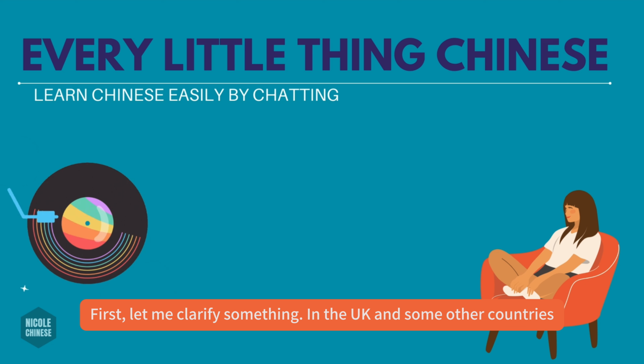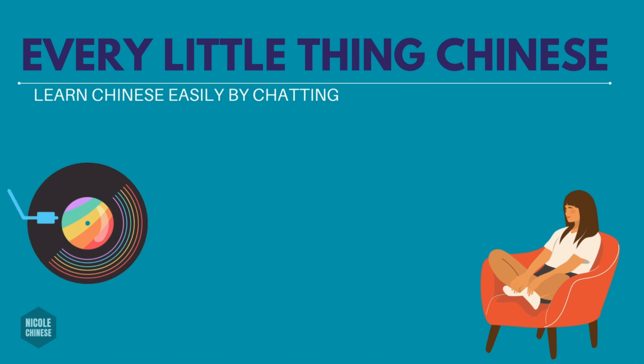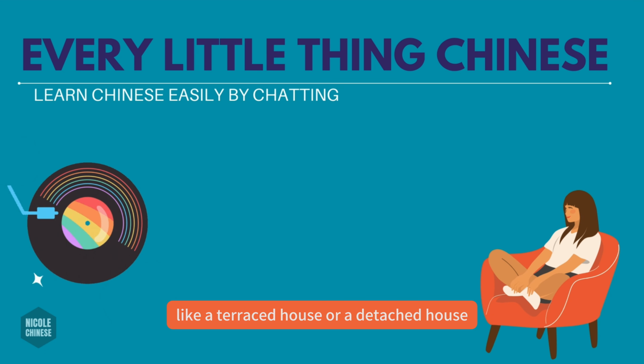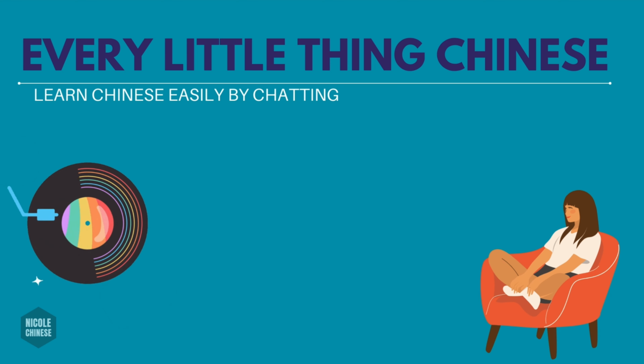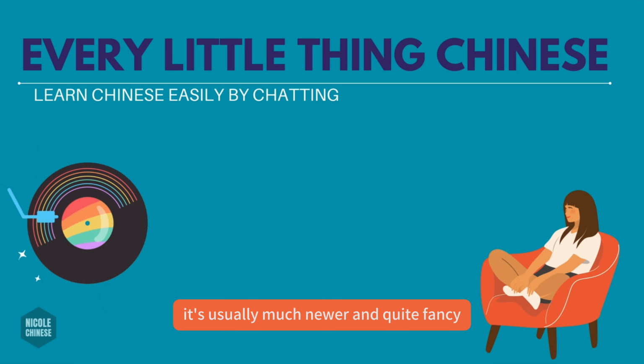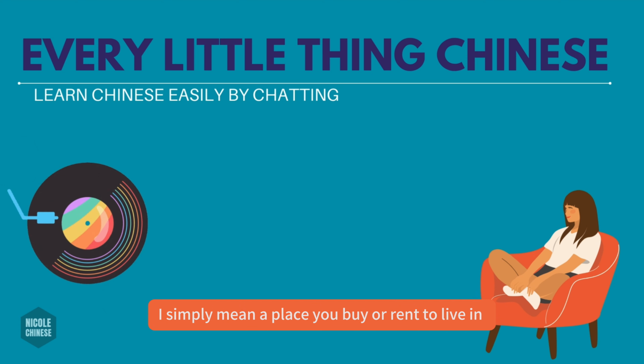First, let me clarify something. In the UK and some other countries, house is a specific type of property, like a terraced house or a detached house. But this kind of house is not very common in China. When it does appear, it's usually much newer and quite fancy. So in this program, when I say house, I simply mean a place you buy or rent to live in.